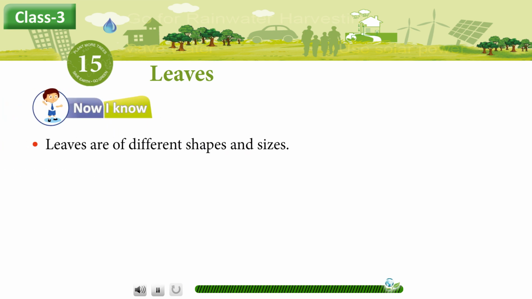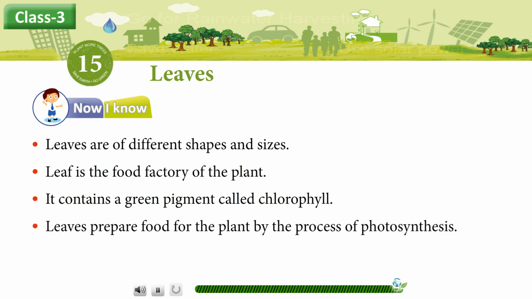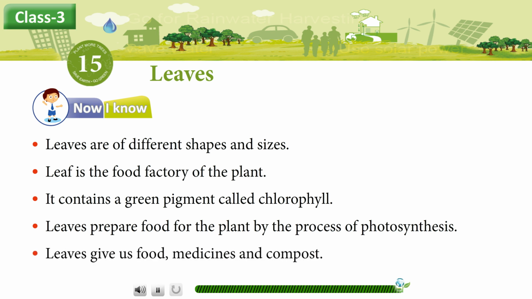Now I know. Leaves are of different shapes and sizes. Leaf is the food factory of the plant. It contains a green pigment called chlorophyll. Leaves prepare food for the plant by the process of photosynthesis. Leaves give us food, medicines and compost.